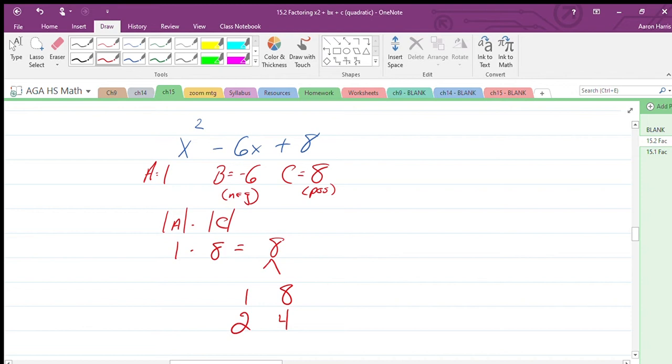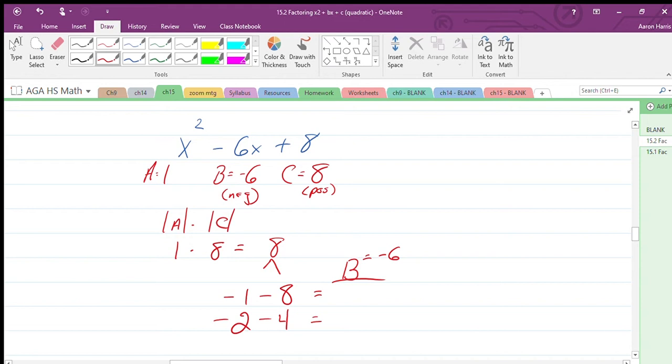Okay. Now, that is the multiplication part. I want to be able to add these up. So I'm going to put an equal sign. I'm going to remind myself I'm going for B. What's B? -6. Now remember, C was positive, B is negative. So that means both of my factors are going to be what? Negative.